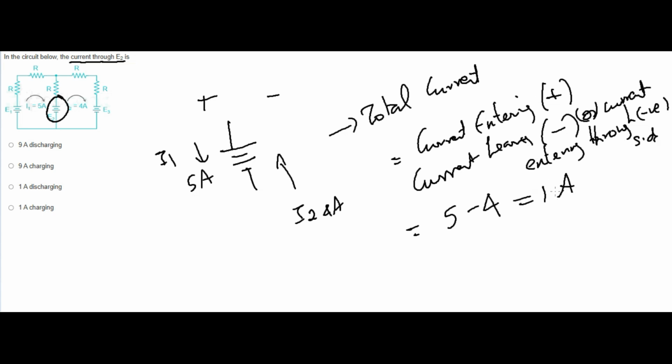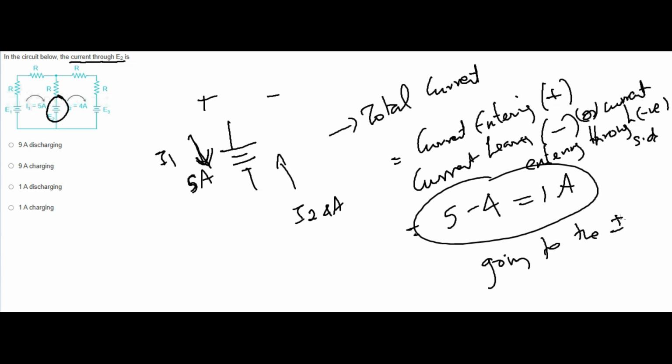Also one more thing. This total 1 amp, and if we just make this one, this is in domination. Is it right? 5 is the highest one, so it is coming to the positive. So it is going to the positive. Going to the positive means always charging, which represents negative to positive. Okay. Discharging means the charge is going down. So that means positive to negative.